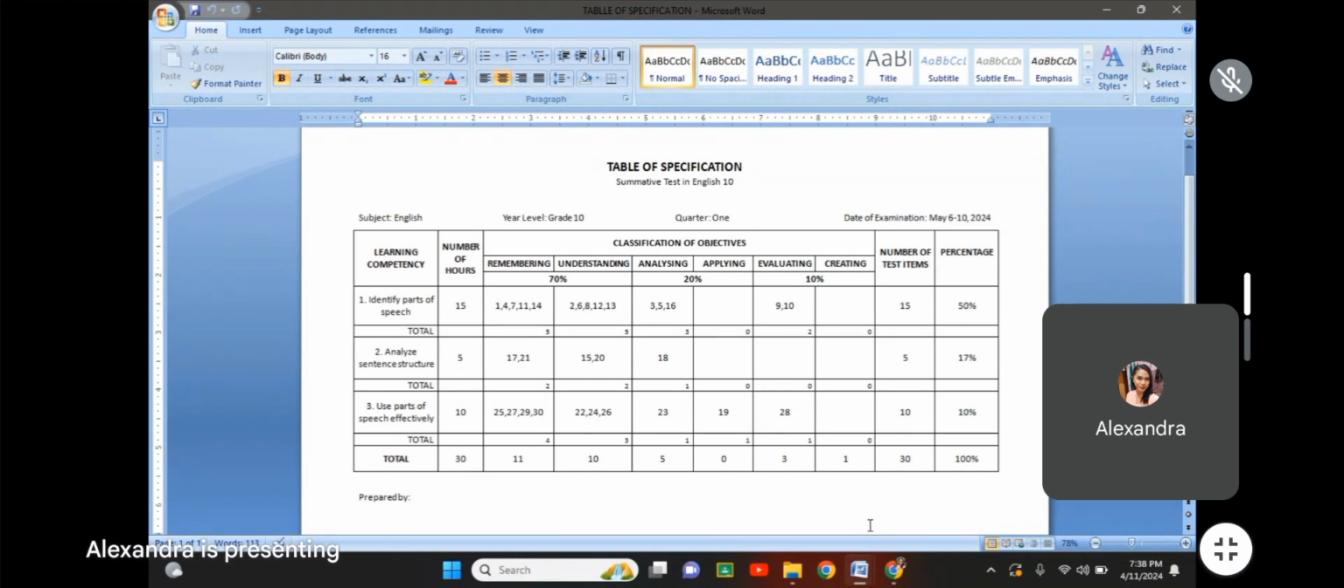We are going to identify the number of items that we are going to put in each level of difficulty. For the easy part, we have remembering and understanding; for the medium level of difficulty, we have analyzing and applying; and for the hardest level of difficulty, we have evaluating and creating. To determine our number of items, we will next present the questionnaire that we have formed for this TOS.